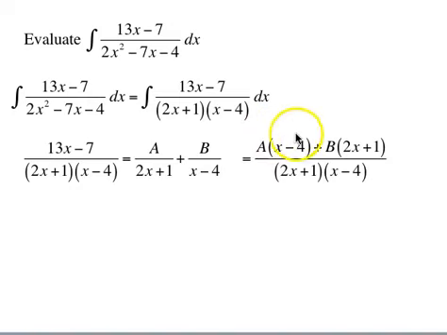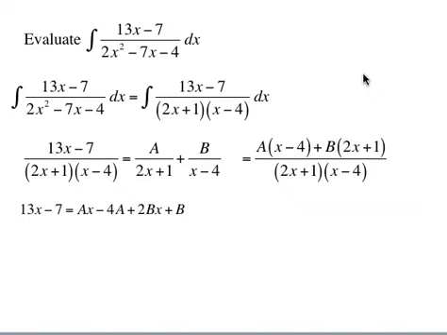Distributing, Ax minus 4A plus 2Bx plus B, that's the numerator. That's going to have to equal 13x minus 7 because the denominators are the same. So in a sense, I'm multiplying both sides by the common denominator, or you can think you're just ignoring them since the denominators are the same. So I will need 13x minus 7 to equal Ax minus 4A plus 2Bx plus B.